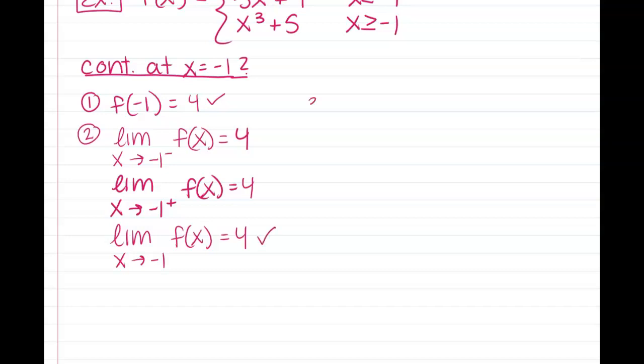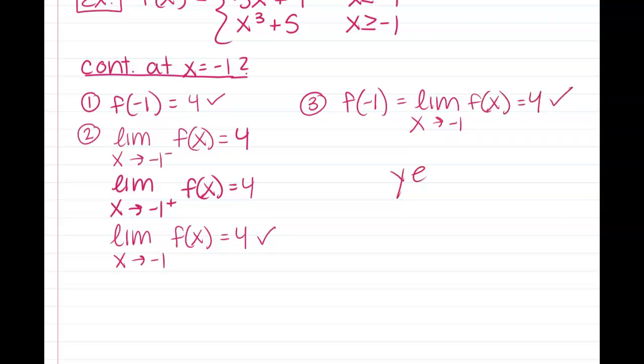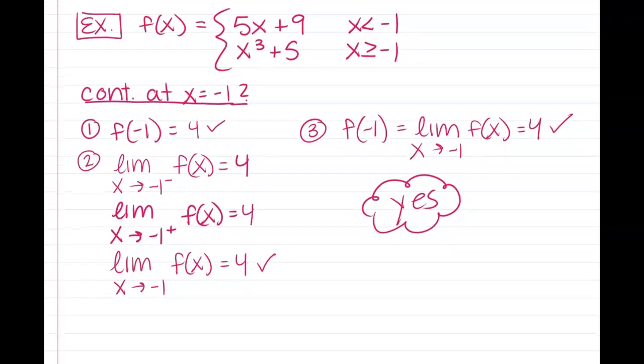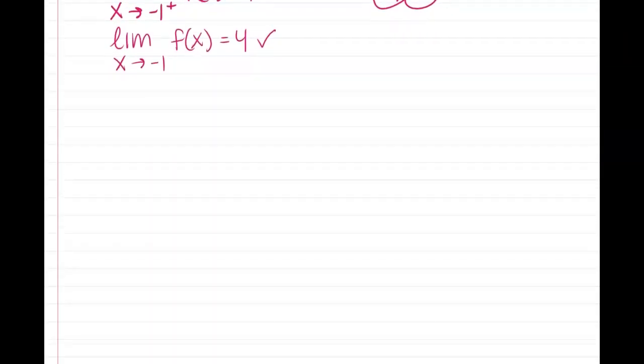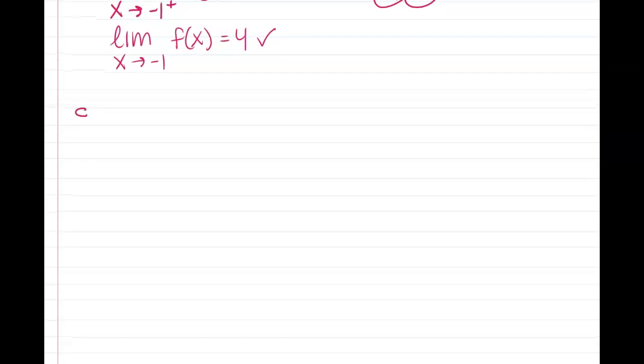Check. So step 3, f of negative 1 equals the limit as x approaches negative 1 of f of x, which equals 4. So we're good. Yes, the function is continuous at x equals negative 1, and so it's continuous everywhere for our purposes. Couple more.